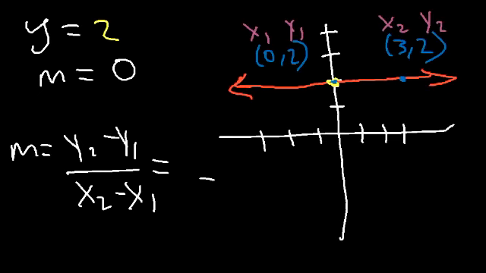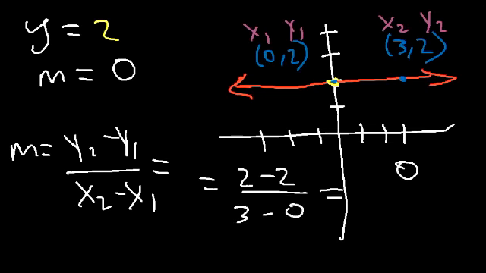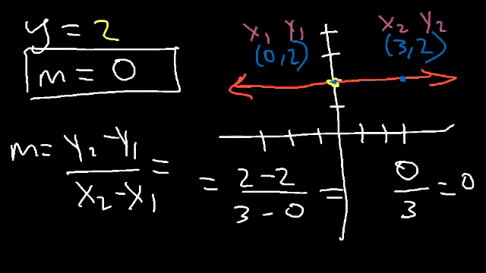So y2 minus y1 is 2 minus 2. x2 minus x1, 3 minus 0. 2 minus 2 is 0. It doesn't matter what we have on the bottom. It's always 0. So we can choose any 2 points. The slope of a horizontal line will always be 0.